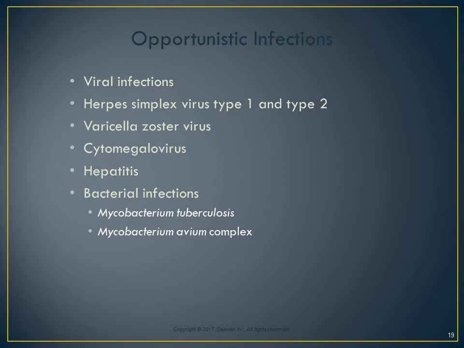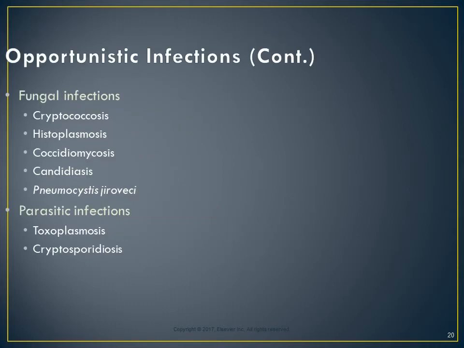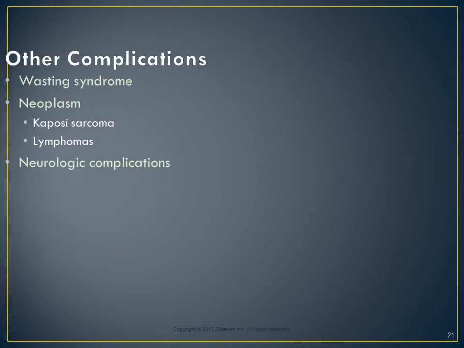Some opportunistic infections: viral infections, herpes simplex virus type 1 and type 2, varicella zoster virus, cytomegalovirus, hepatitis, and then bacterial infections including TB and Mycobacterium avium complex. Some others, fungal infections, there's a whole host of them, parasitic infections as well. Other complications include wasting syndrome, neoplasms including Kaposi sarcoma and lymphomas, and neurological complications. You can see figure 11.2 on page 227 for further information.